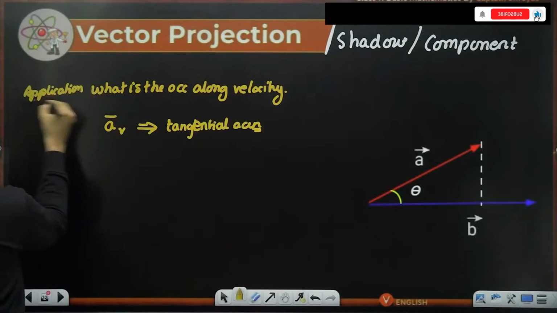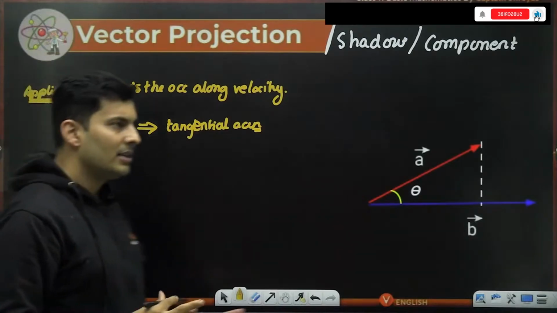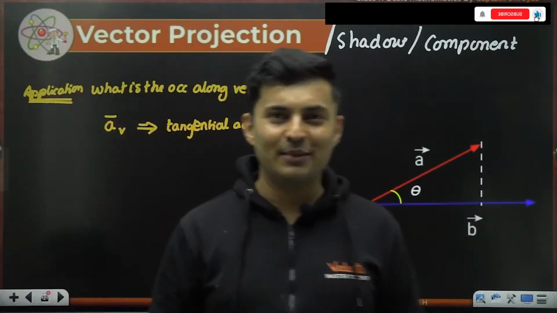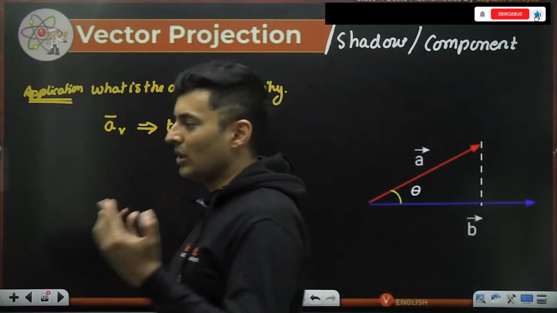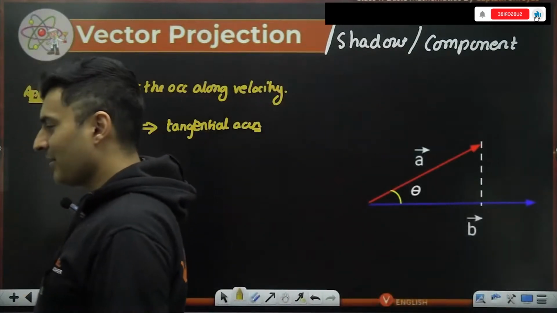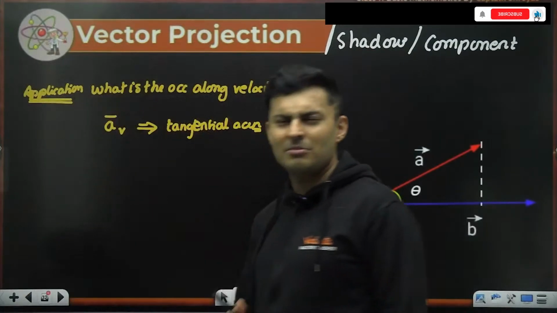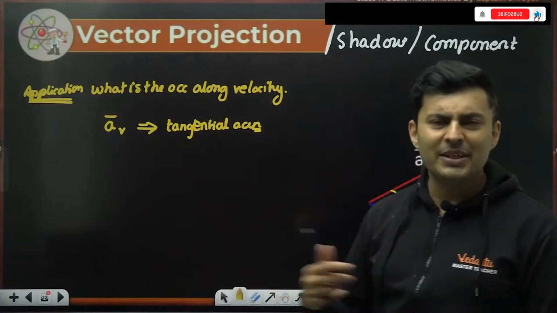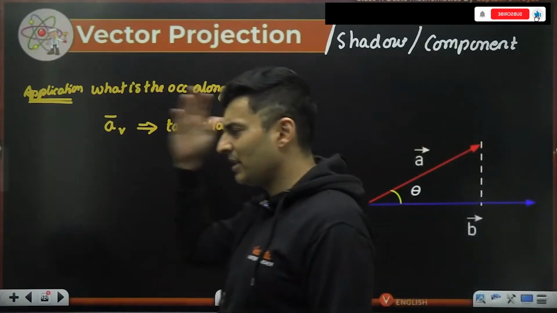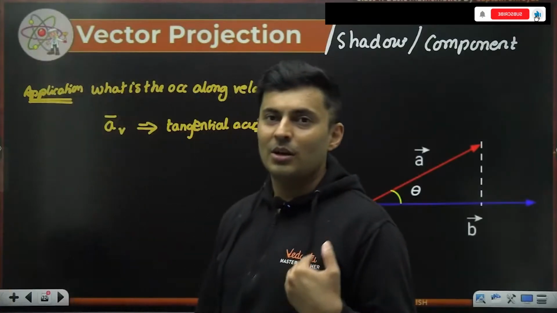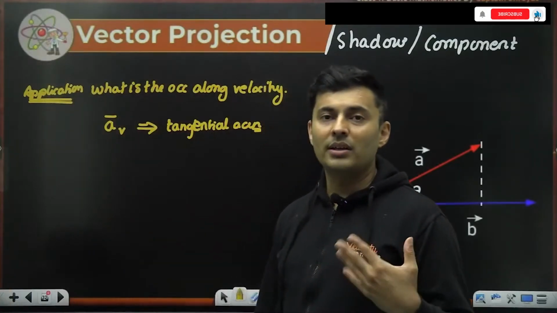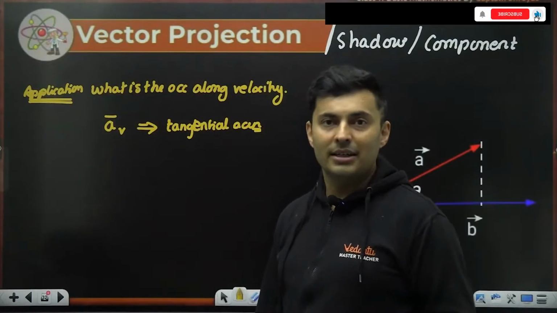And there are many such applications where you have to find some physical quantity along some other physical quantity. So that's how you can use the concept of projection. Clear? So circular motion, rotational motion, even in field, flux, so many places you might use this concept. Force, what is the magnitude of the force along the displacement? Maybe I need it somewhere.